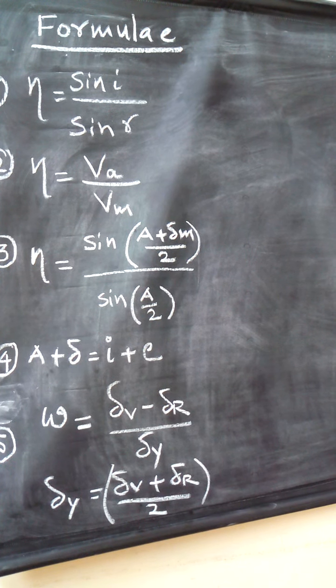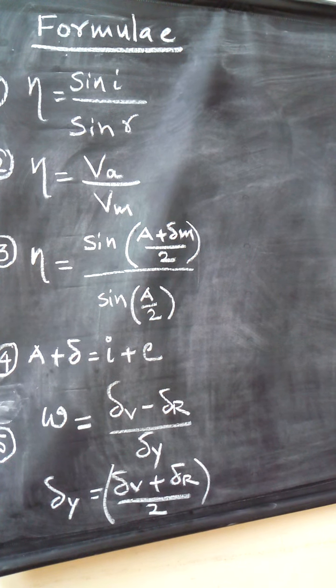First of all, you have to write down the given data. So you are given that I is equal to 30 degrees and R is equal to 20 degrees. The formula you are going to use to calculate the refractive index is eta is equal to sin I by sin R. Substitute the values of I and R. I is 30, R is 20.